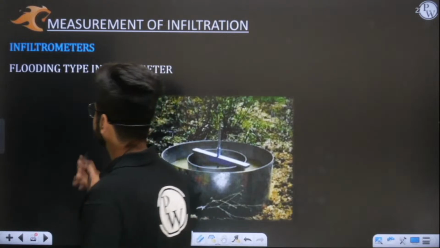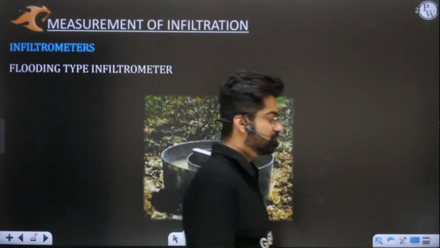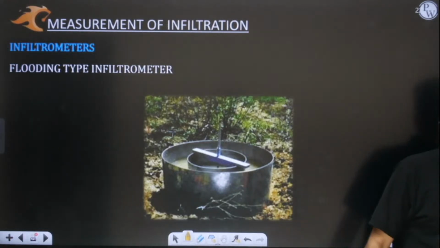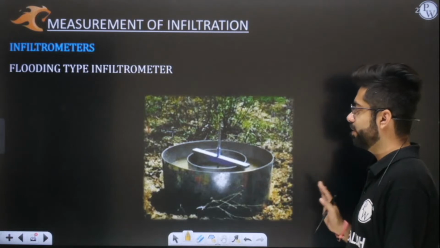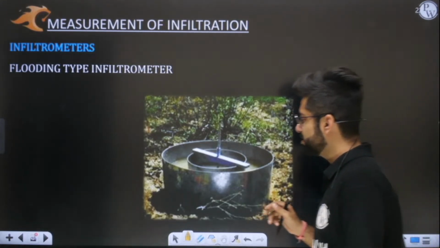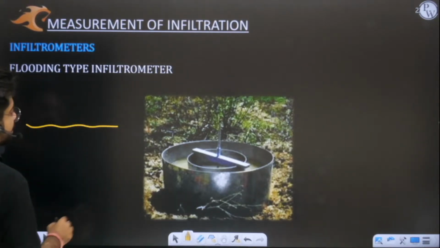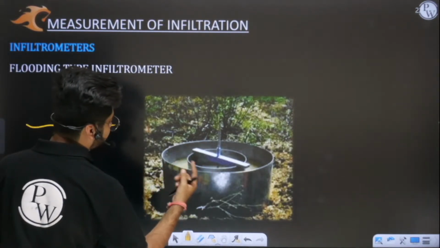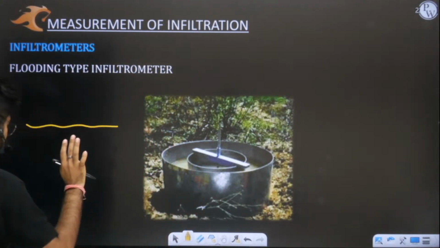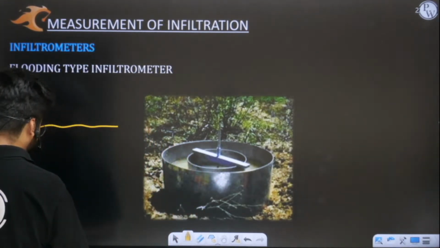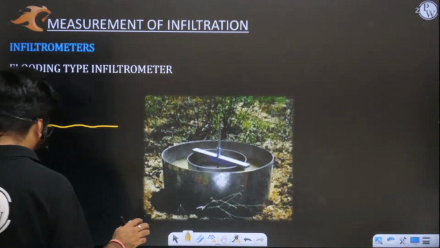Now we'll discuss the flooding type infiltrometer. You can see this is an infiltrometer. Let us say we have a ground here. This is your double cylinder. Single cylinder is also there, double cylinder is also there. I'm giving you the example of the double cylinder because this is more popular.